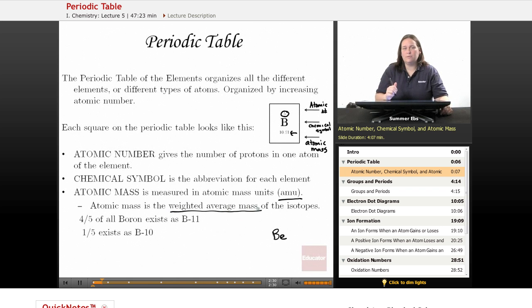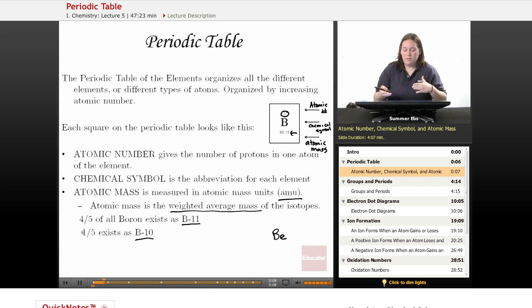So we looked at isotopes before. As a reminder, those are the same atom, so it has the same number of protons, but the number of neutrons can change. So we have boron, B11 and B10. Remember that 10 and 11, those are the mass numbers. Those are the protons plus the neutrons. So 4/5 of all boron exists as B11. So that's boron with 5 protons, because the atomic number is 5, and 6 neutrons. 1/5 of all boron exists as B10. So that's boron with 5 protons and 5 neutrons.